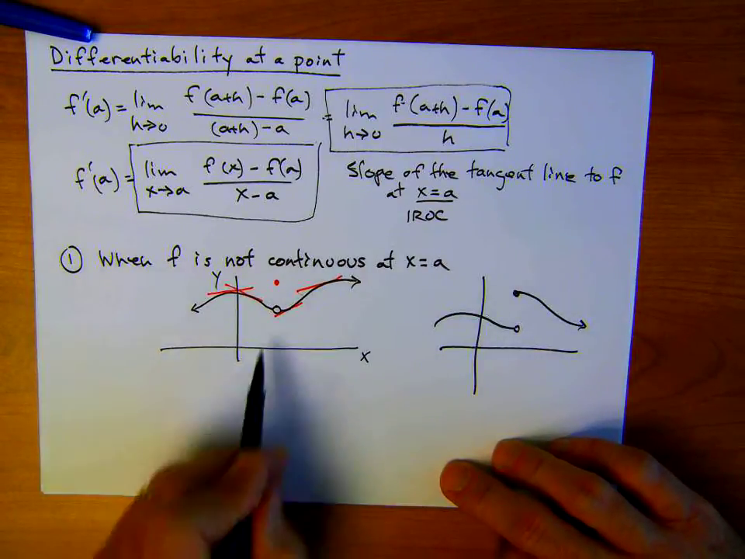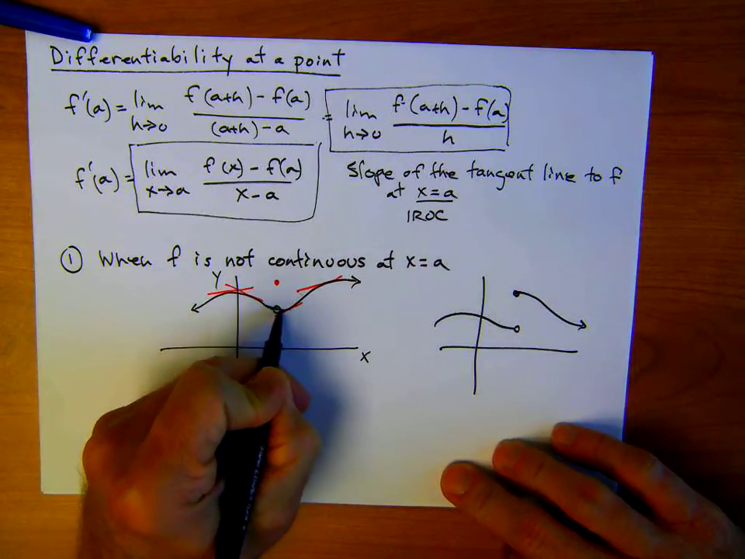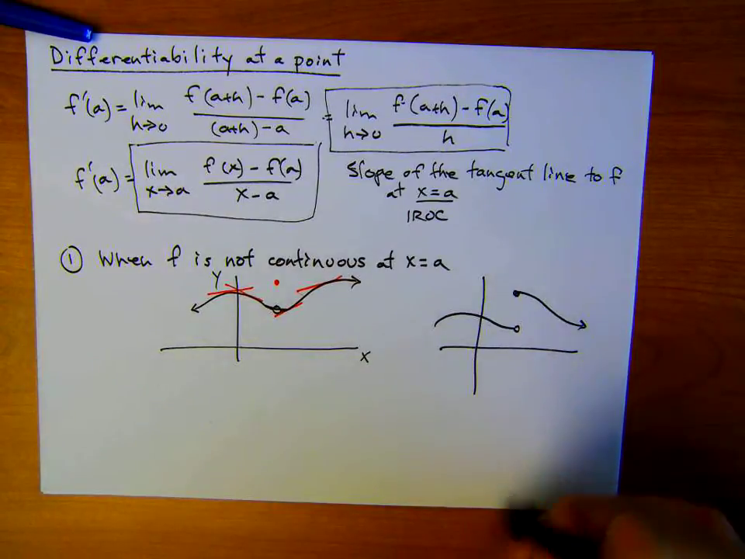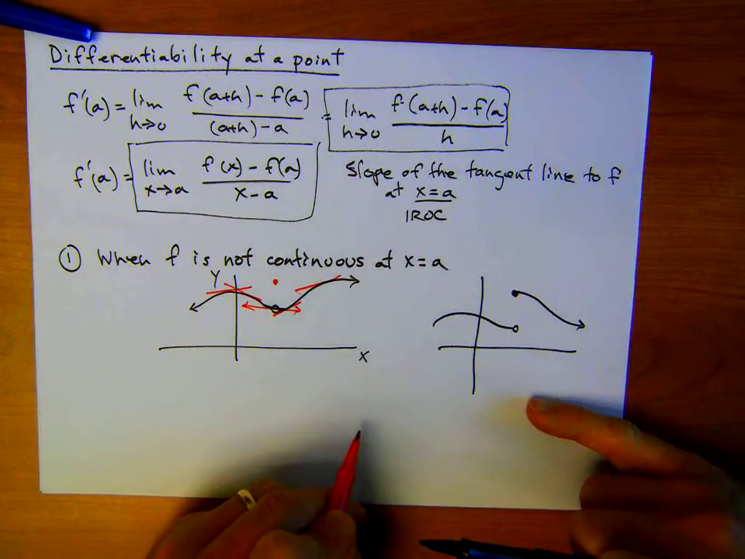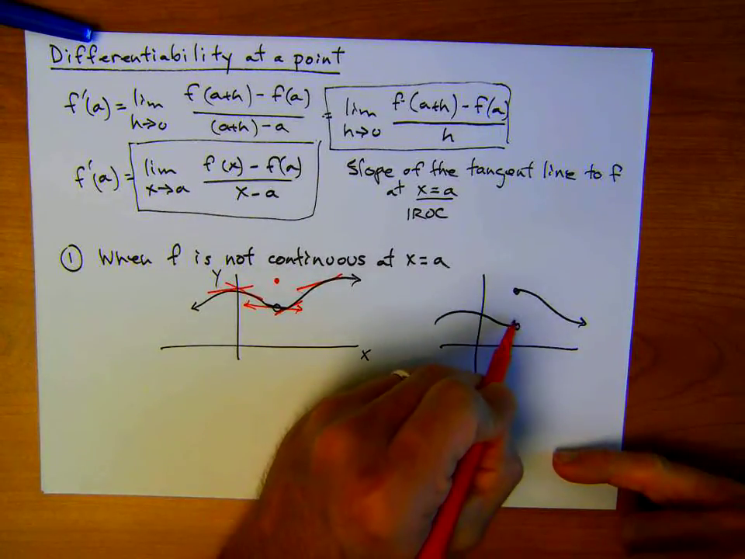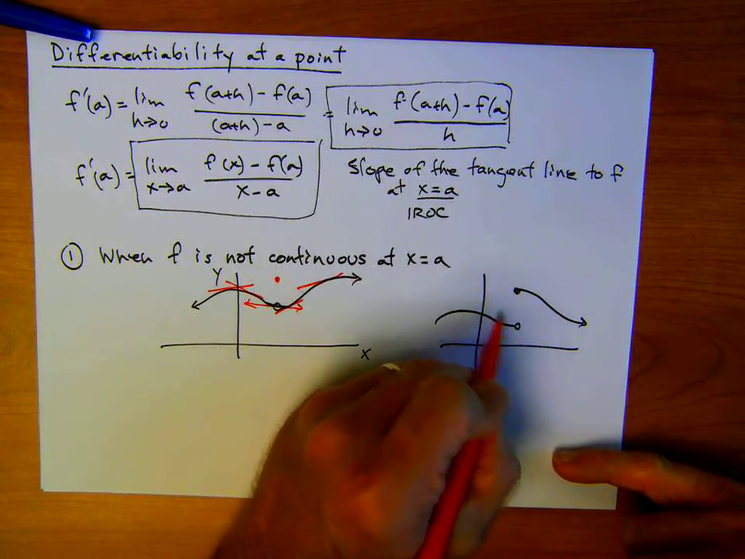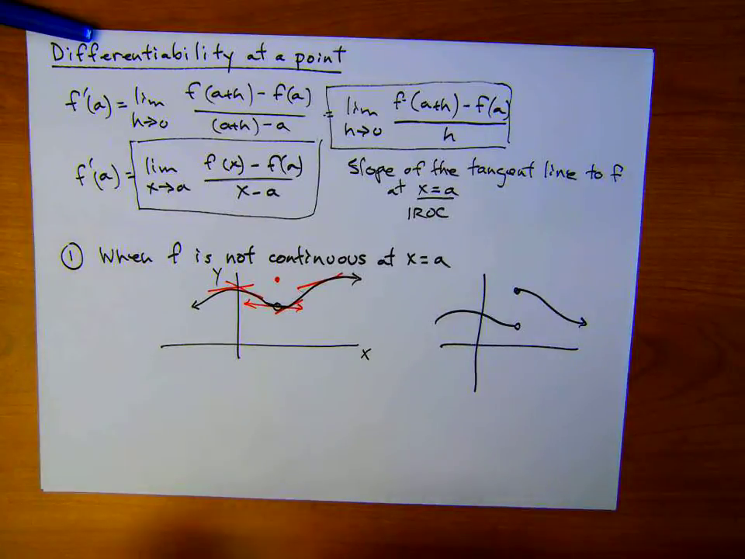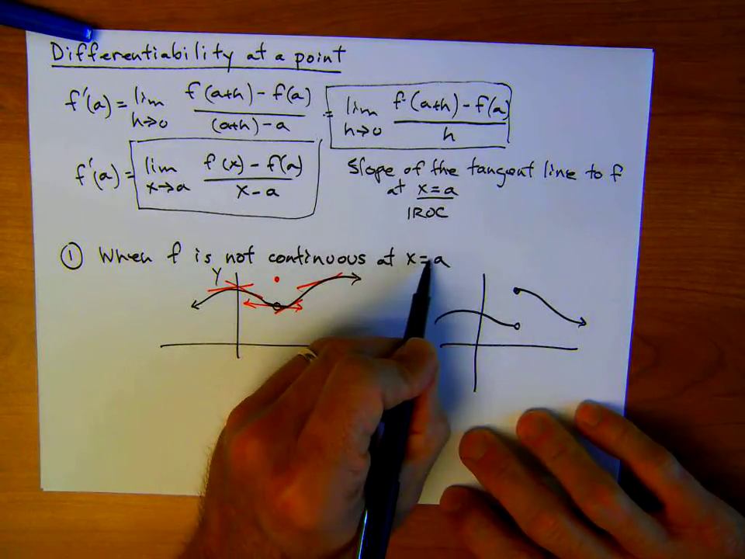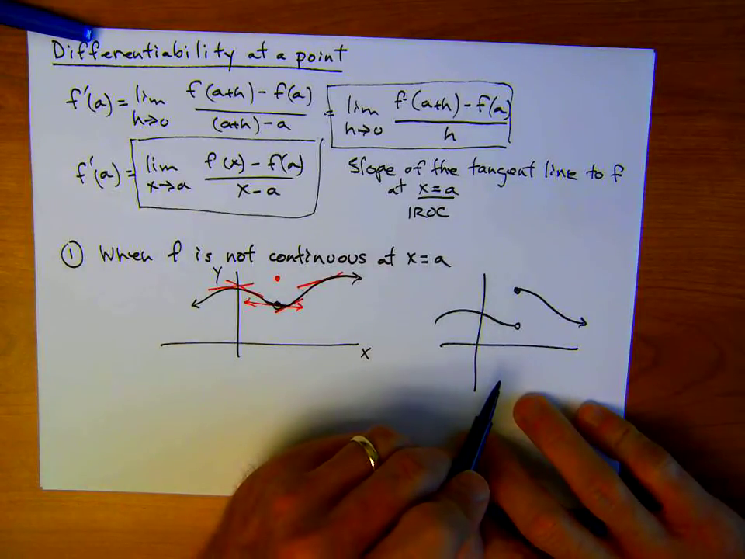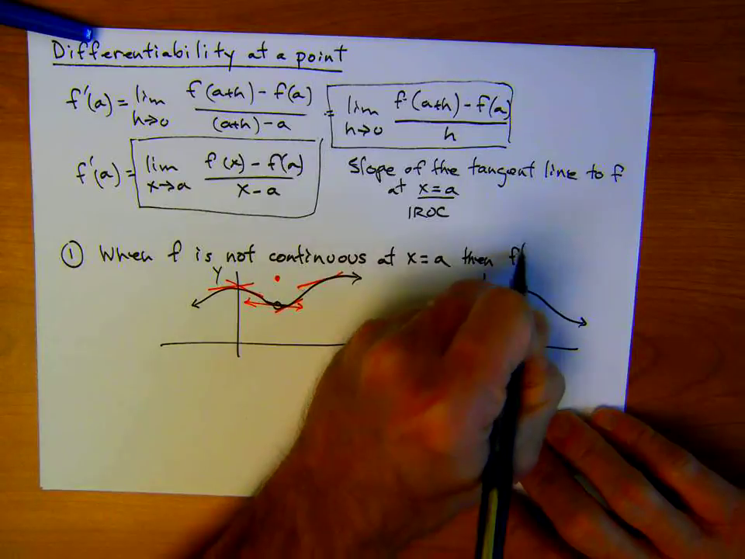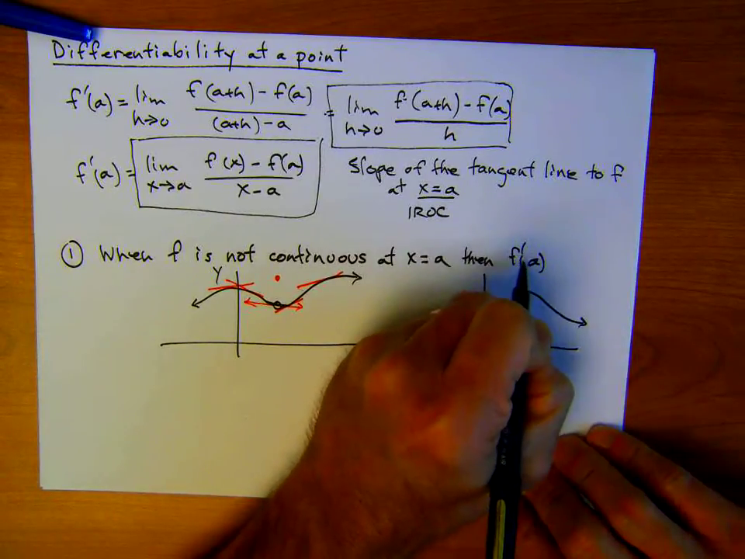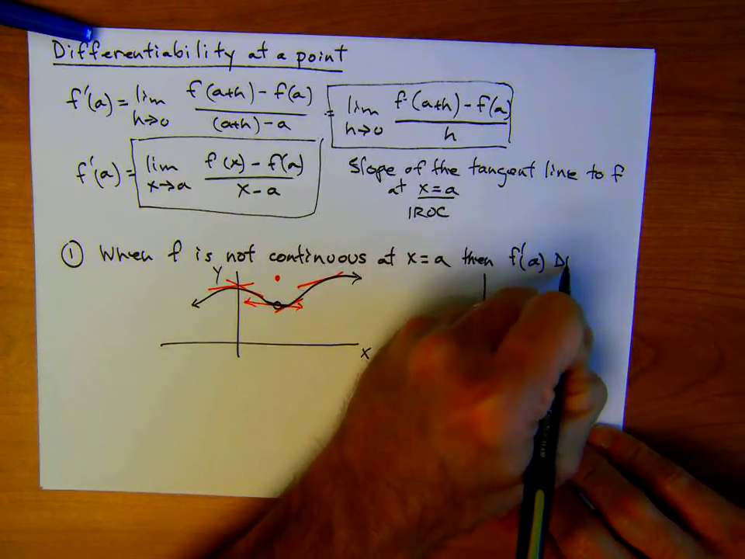So this is one thing. We have to have continuity in order for me to be able to actually draw the tangent line. And this type of thing won't work because we don't know what direction the slope of the tangent line would be there. So that's one. When f is not continuous at that point, then f prime of a, the derivative of f at a, does not exist.